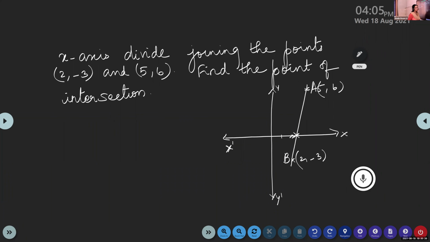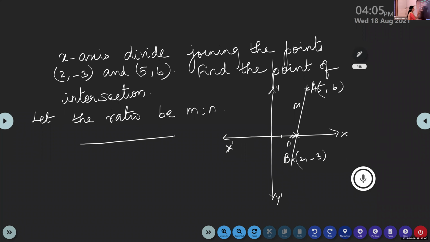We don't know the ratio, isn't it? So let us take the ratio as m is to n. Okay, let the ratio be m is to n. So draw the figure, (5, 6), and this is the point (2, -3). So it divides in the ratio m is to n.